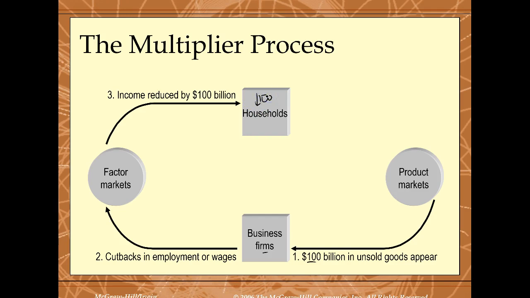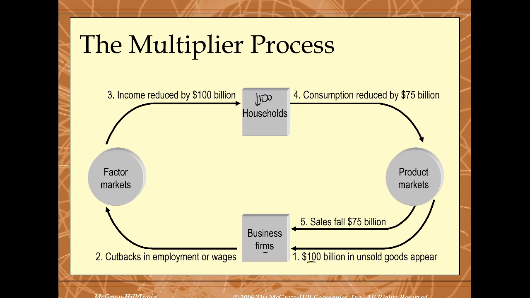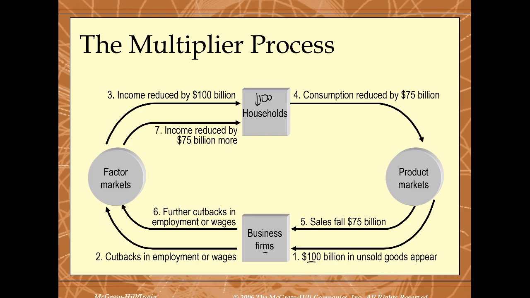But do they cut spending by $100 billion? No, because there's some spending that's not dependent upon income. We call that autonomous spending. But spending still drops. In this case, it drops by $75 billion. But this causes another drop in sales for businesses, which cut back on wages again. And you can see this reduces another round of income, and this process continues. This is the multiplier effect.